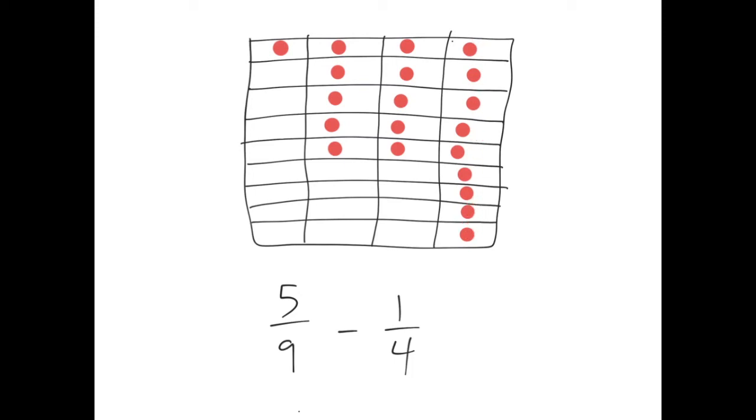So this whole area here, we can take out, and how much do we have left? We have approximately 11 counters. We've got the 5 here, 5 there, plus 1 more, and we can, with confidence, say that 5/9 take away 1/4 is 11/36.